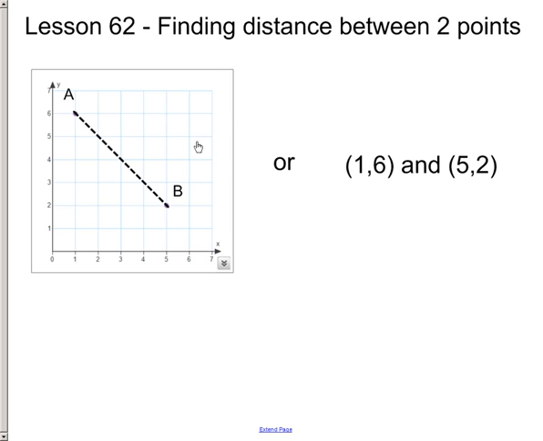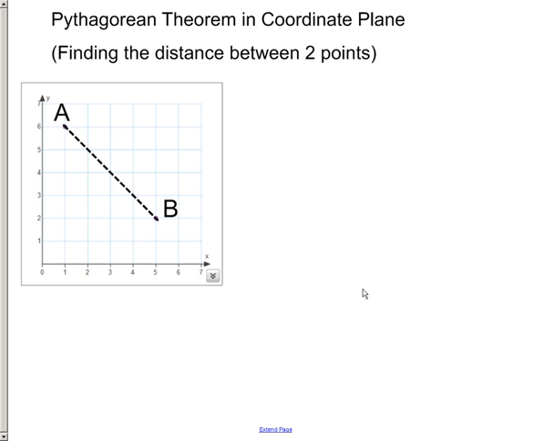Or instead of giving you a graph, they'll give you just the coordinates with no graph and they expect you to do the same. What's the distance between these 2 points? So let's start with the graph first.